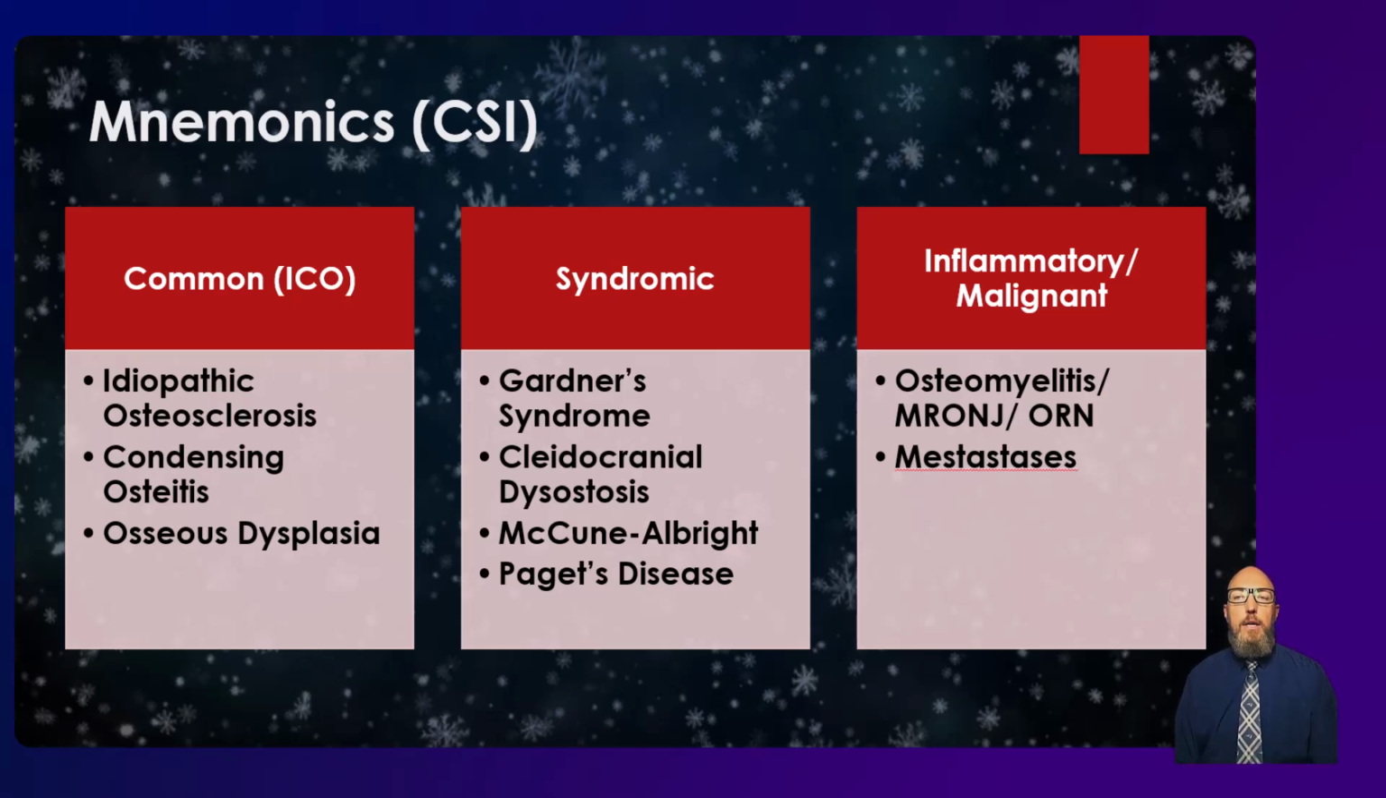And so that completes CSI, our multifocal radiopacities in those three groups. Common being your eco trio in multiples. Syndromic, meaning your Gardner, Cleidocranial, McCune-Albright, and Paget's disease. And then inflammatory or malignant. Osteomyelitis with its cousins, remember those two cousins? And the radiopaque metastases from breast and prostate. And don't walk past a jaw full of osteomas and dense bone islands without considering Gardner's. Because again, that's a diagnosis that could save a life.